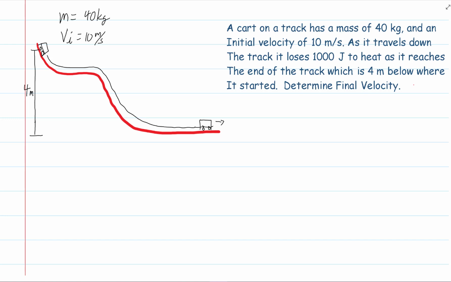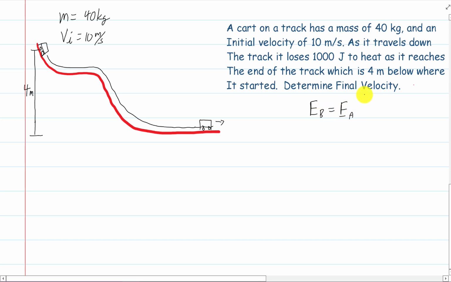A cart on a track has a mass of 40 kilograms and an initial velocity of 10 meters per second. As it travels down the track, it loses 1,000 joules to heat, probably because of friction, as it reaches the end of the track, which is 4 meters below where it started. Determine the final velocity. So to attempt this, we write down that the energy before equals the energy after.